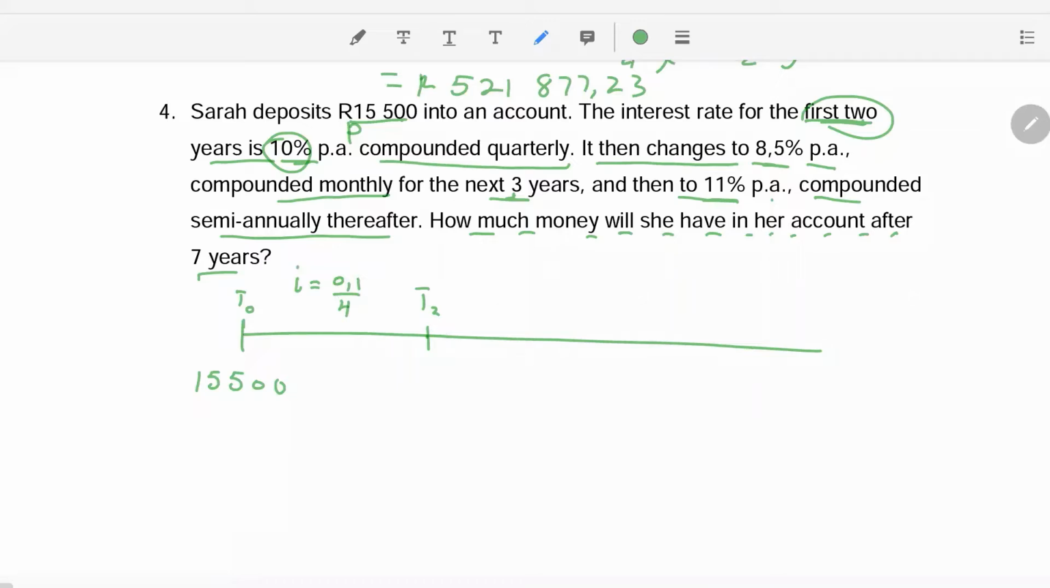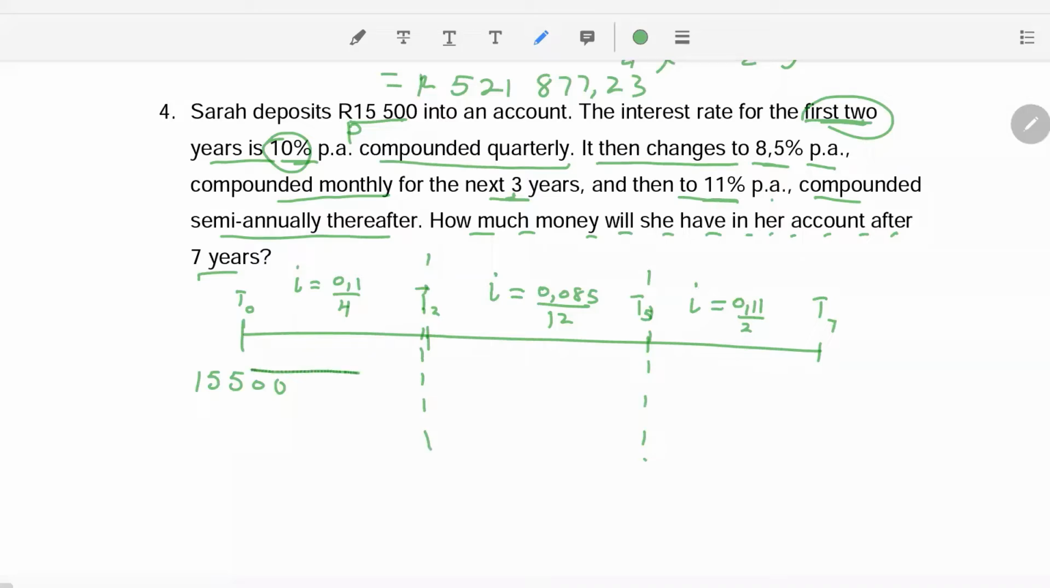Then for the next 3 years, so 2 plus 3, that will put us at T5. The interest rate changes to 8.5% compounded monthly, and then finally until T7 it changes to 11% compounded semi-annually. So we have a change in the interest rates.